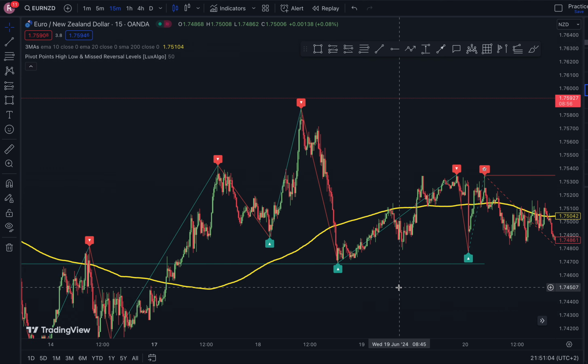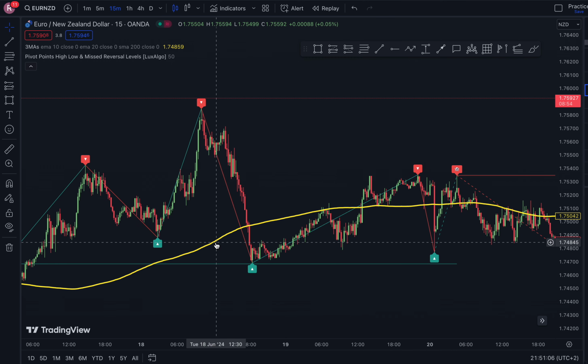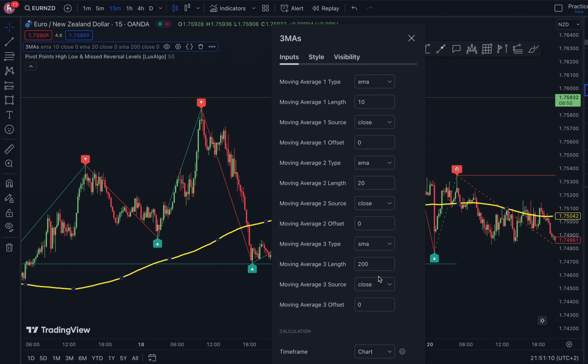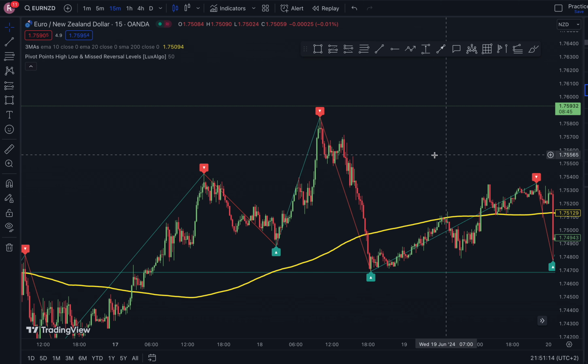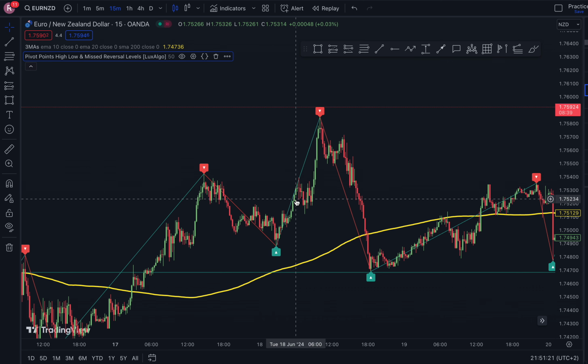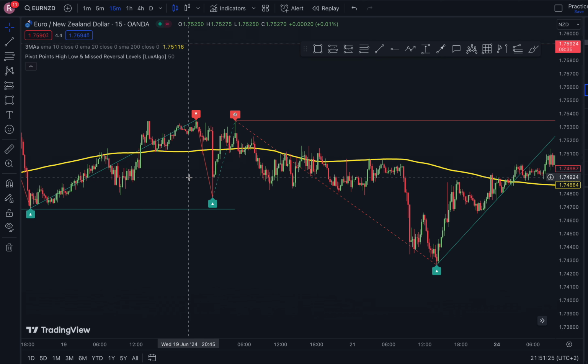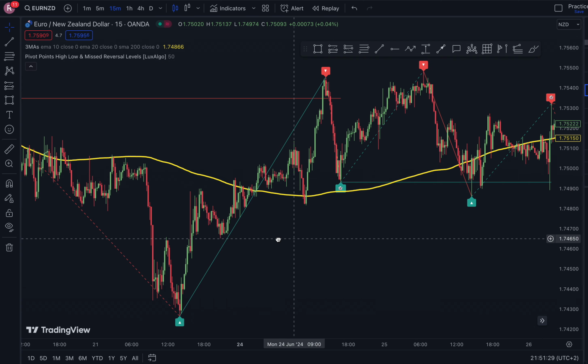Now, as you can see, we've got our EMA. Our setting for the EMA is 200, as you can see right there, and our pivot point, this is exactly the indicator we used by Lux Algo. Settings are default. So I'd like to make something clear, right? This is a very simple strategy, a very, very simple one.